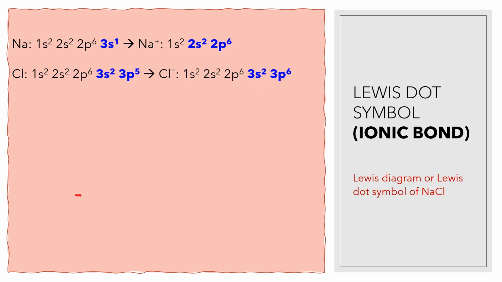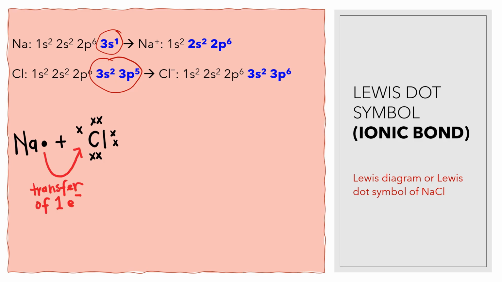So now, by having this information on the valence electrons for the respective metal and non-metal, we will draw the Lewis dot symbol for these two elements. Sodium has 1 valence electron, so you draw it as sodium with one dot. 1 dot represents 1 electron. Plus chlorine that has 7 valence electrons. What happens next is 1 electron from the sodium will be transferred to the chlorine.